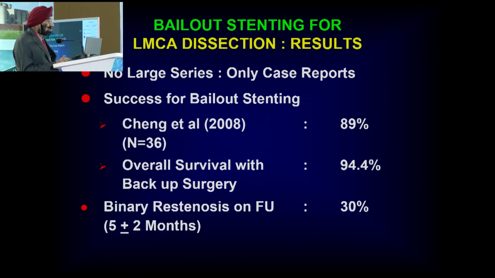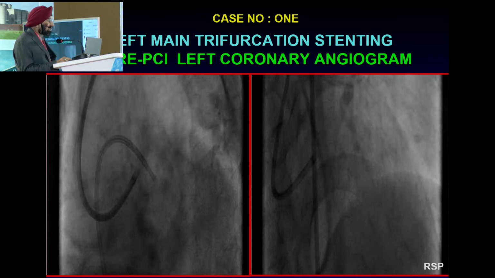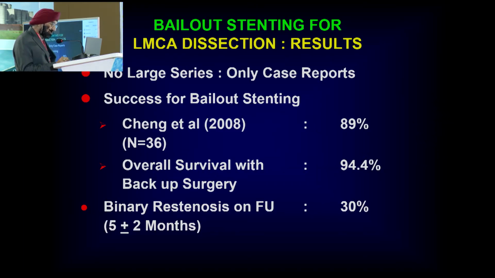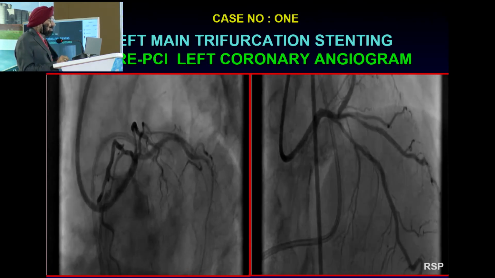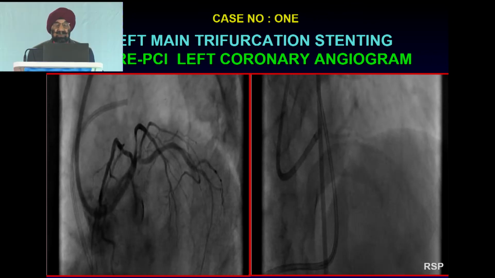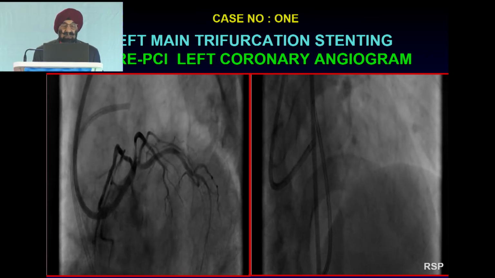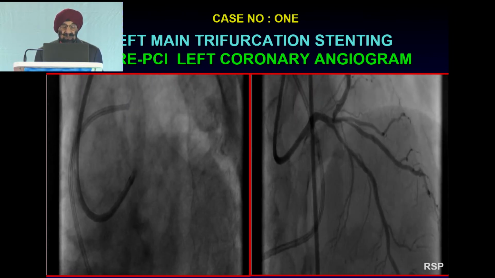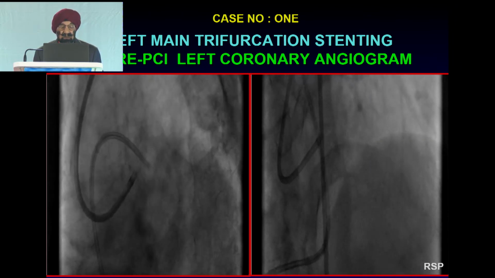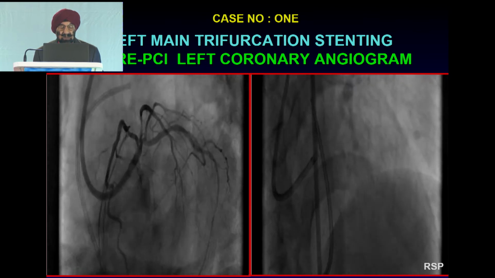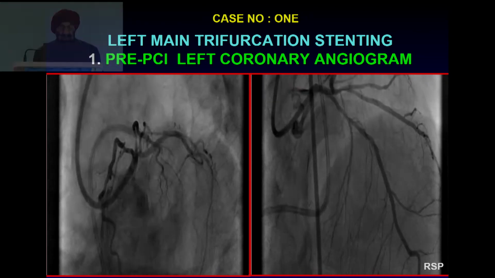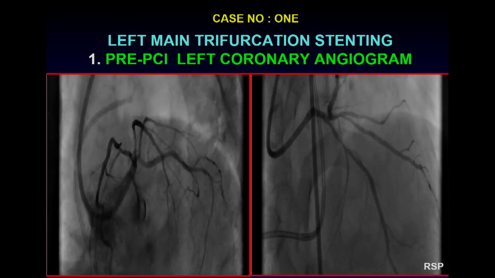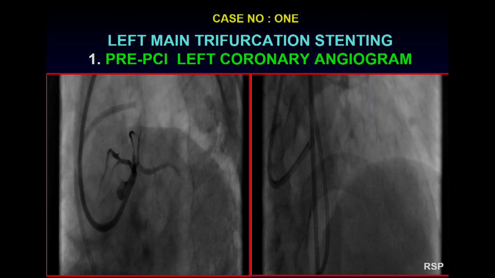Let me go on to the cases first of all. This is case number 1. This is a patient who had a left main trifurcation stenting. This is the pre-PCI left coronary angiogram. You can see here LAD, the two branches coming in between the circumflex and the LAD. One is possibly a ramus, the other is an obtuse marginal branch.